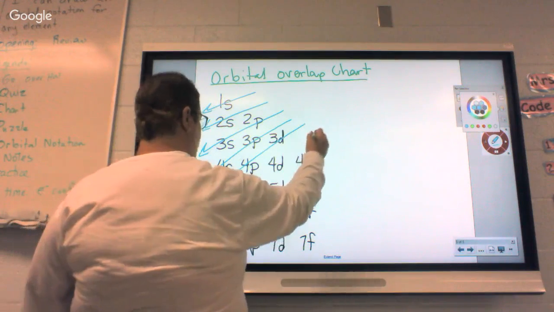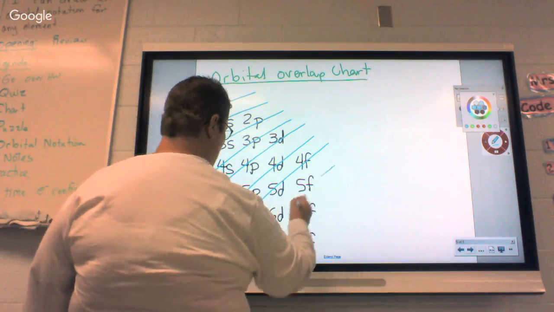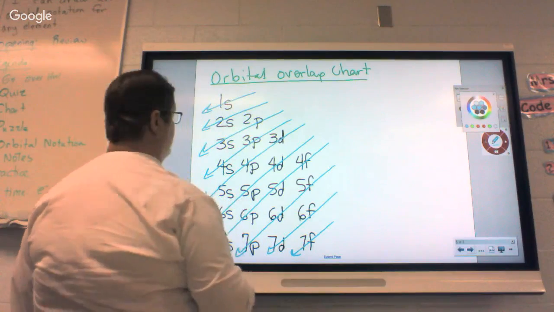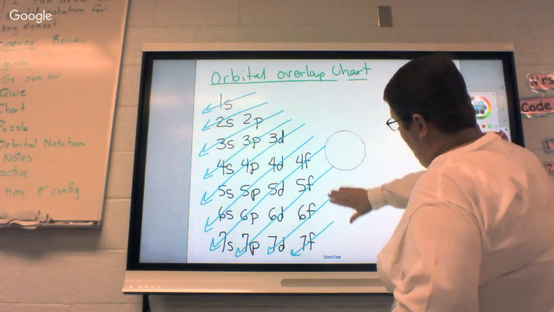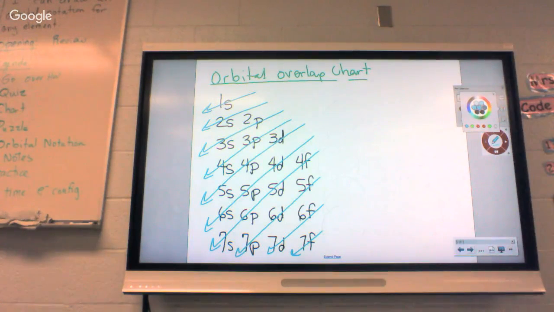This is why I said lined notebook paper works best, because if you get off the line, it's a mess. And I'll give you a minute to draw your arrows in before we do something with it. Yeah. 1S is alone, 2S is alone. 2P and 3S are together. 3P and 4S are together.